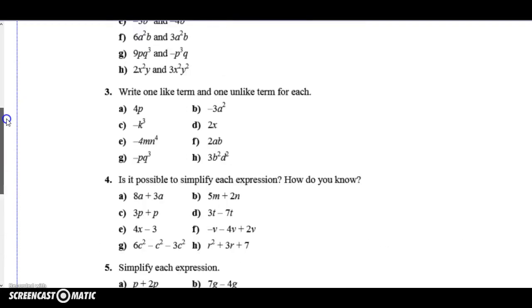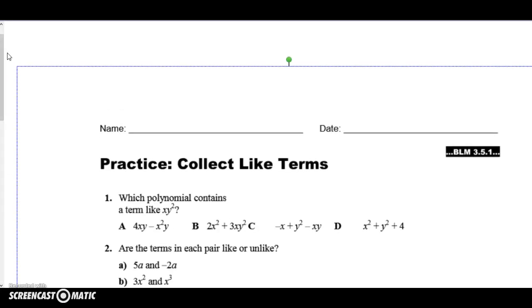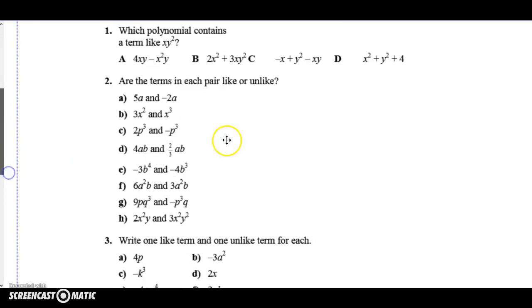Okay, here we go. A little review here for collecting like terms. This is U2A2, which is actually the third video for this, but let's look real quickly. Like terms, remember that like terms have to be exactly alike.